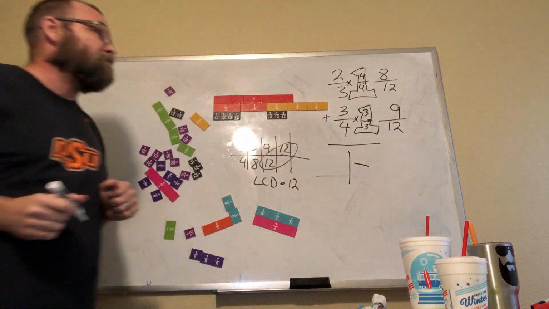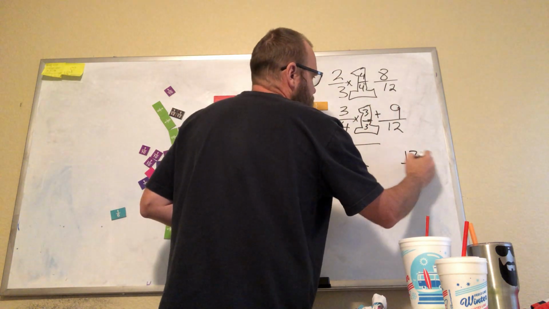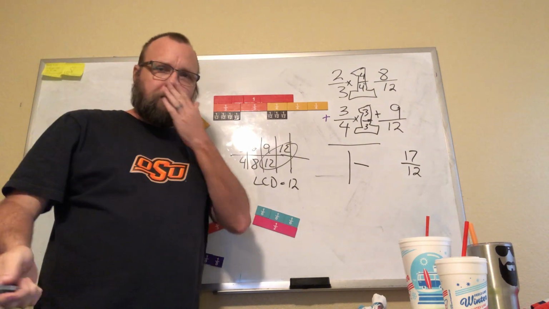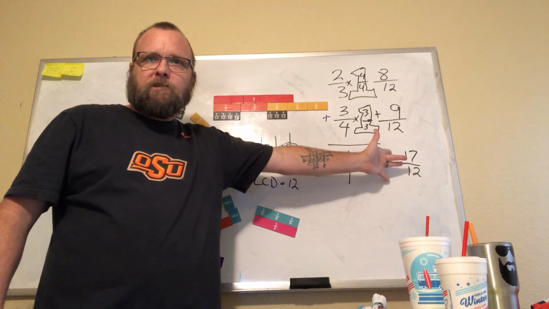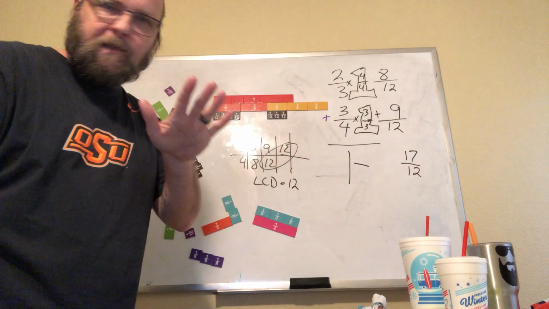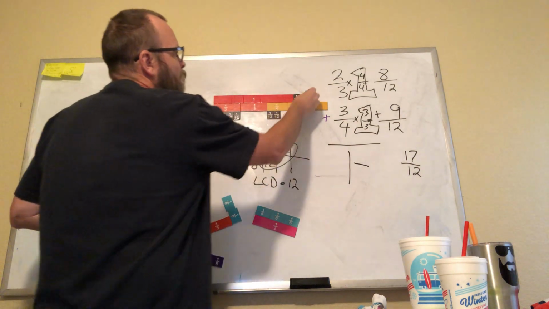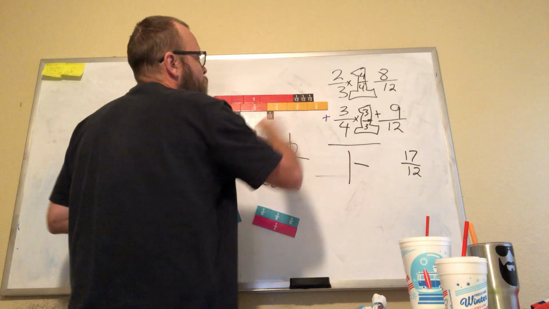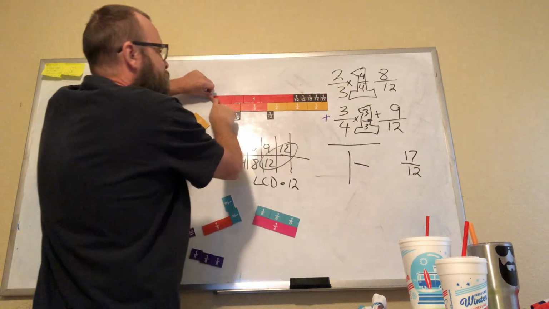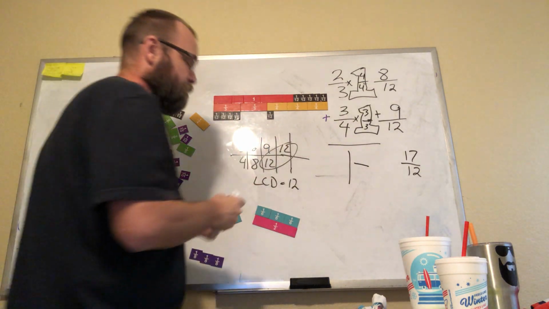So now when I add these together, I get 17 12ths. Now, I know last year you did some changing from improper fractions to mixed numbers. We're not quite there yet. So what I'm going to do is just use my pieces. I know it's 1, 2, 3, 4, 5 12ths. So it's 1 and 5 12ths.